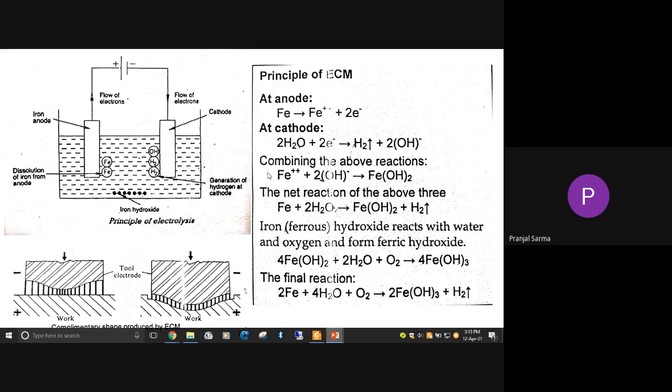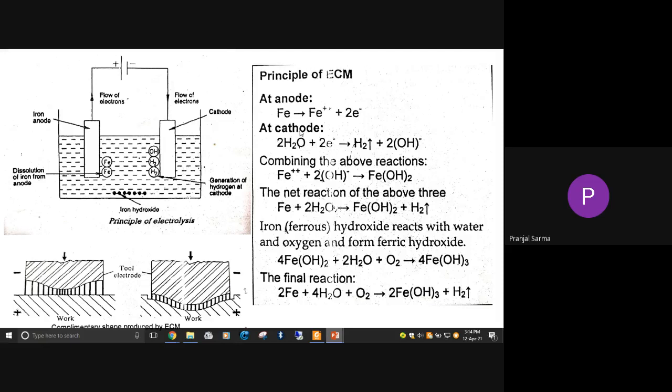Okay, so I believe all of you can just go through it. What will happen? Fe becomes Fe2+, and two electrons will be released there. At the cathode, what will happen? 2H2O plus it is going to take those electrons, and hydrogen gas will be produced along with hydroxyl ions.